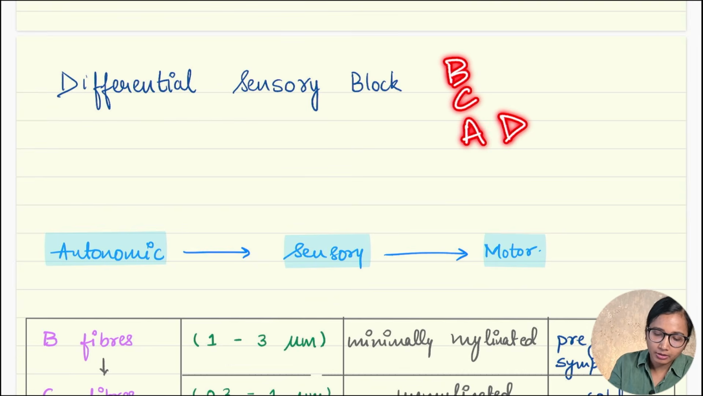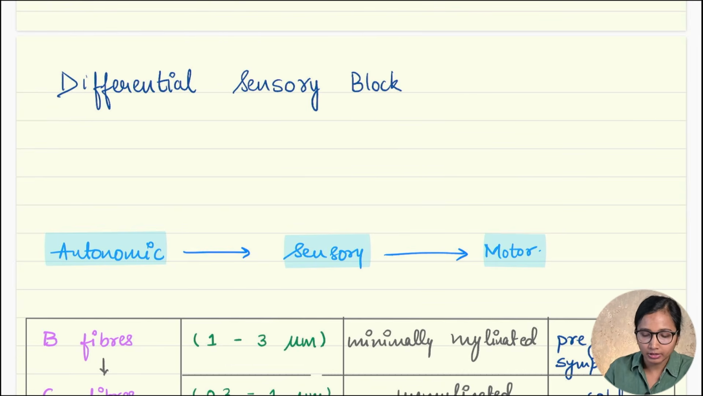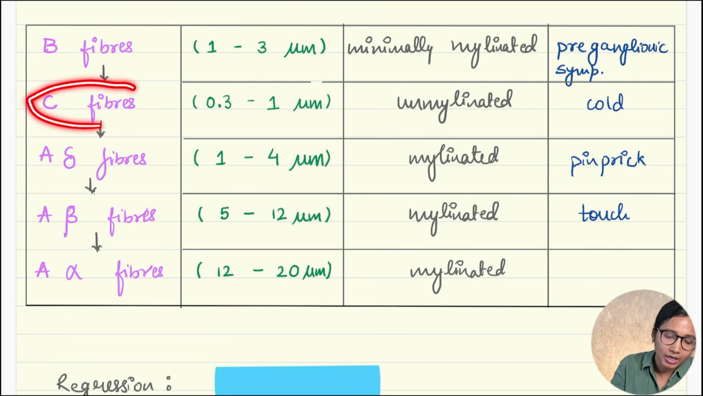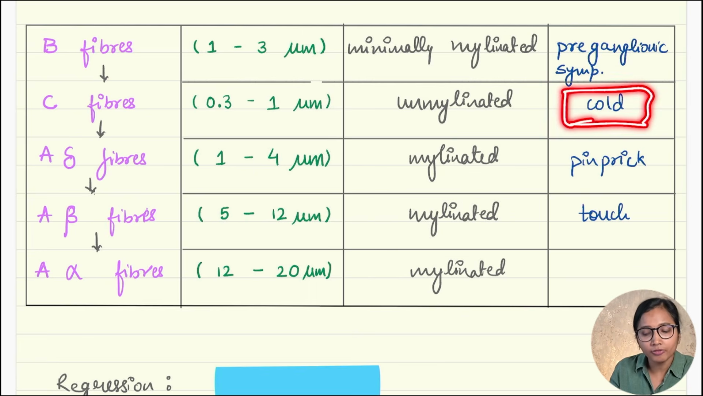BCA DBA. So, BCA DBA. Let us discuss this. B fibers are the first to go. They are preganglionic sympathetic fibers. They are minimally myelinated and of size 1 to 3 micrometers. BCA. So, the next fibers to go are C fibers. They carry the sensation of cold.